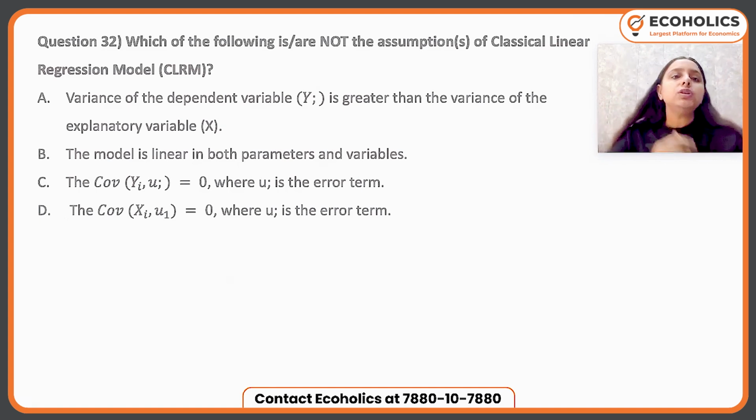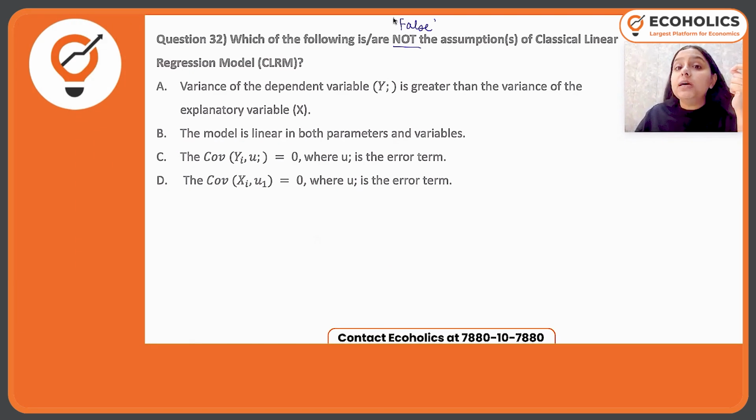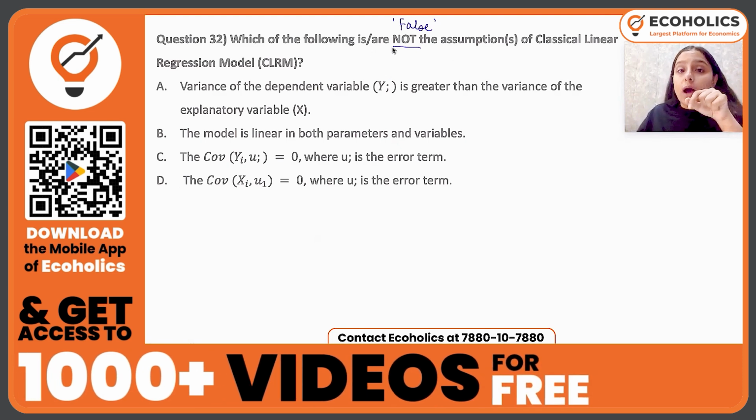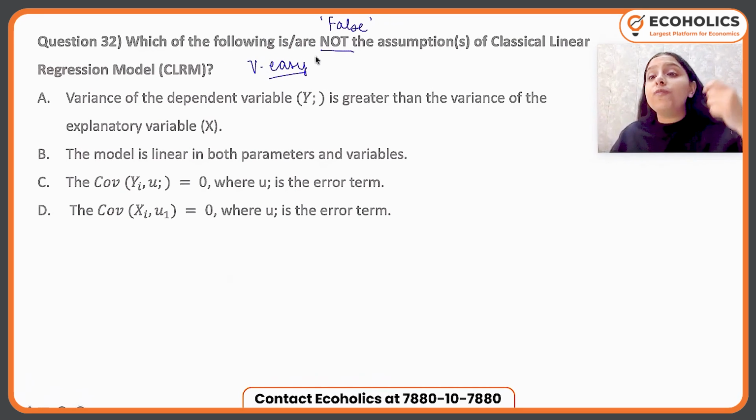So let's learn a new concept through this question, as well as learn the technique of solving MSQ questions. So the question reads, which of the following are not? As soon as you read the word not, your mind should tell you that you have to choose the false statements which are not true. Which of the following is or are not the assumption of the classical linear regression model? This is a very easy question. You have to just tell which of the given options are not assumptions of the classical linear regression model.